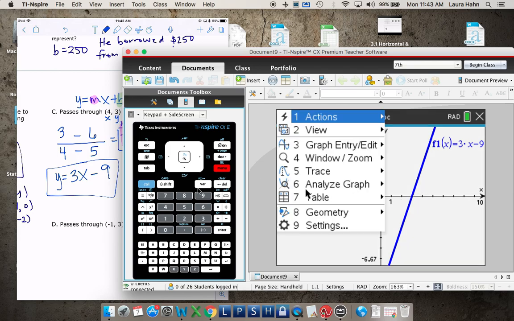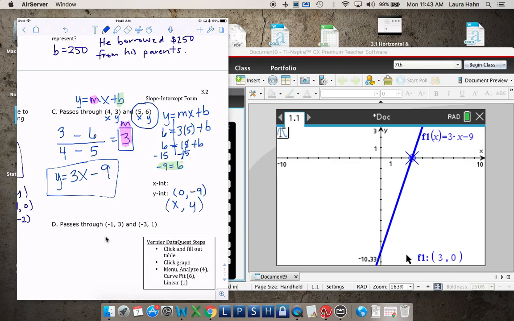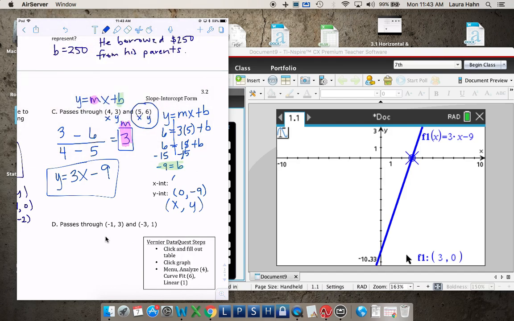So I'm going to use trace, menu 5, 1. Notice it's on top of the y-axis, and this is what we put on our y-intercept. I'm trying to get here on top of the x-axis. So I'm going to use the right arrow until I'm exactly on top of it. Remember that word 0 will pop up. Boom, we found it. So my 0, aka the x-intercept, is at 3, 0. So my x is 3 when the y is 0.